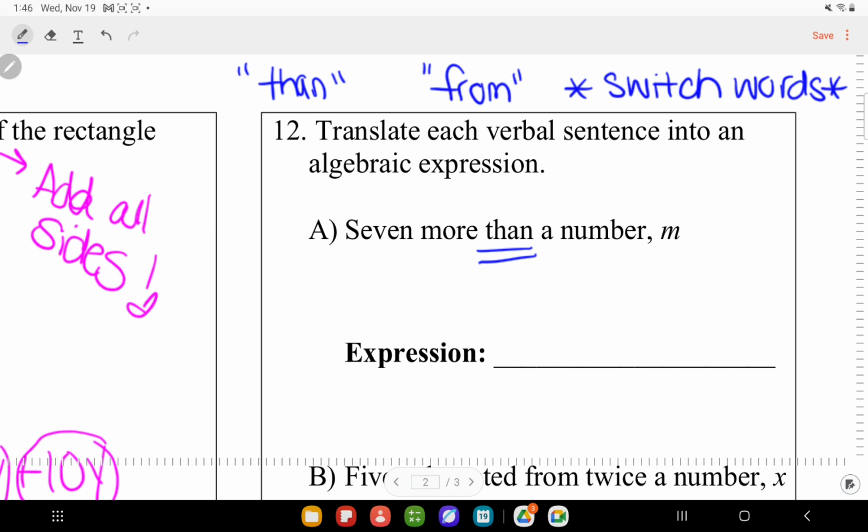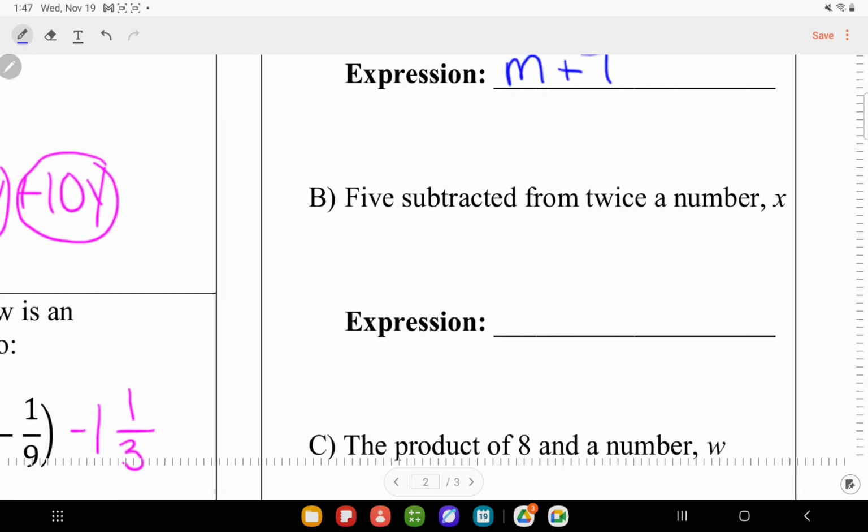The vocab for all of these and any type of question that we could be asking you for translating is on page 1 of this packet. So if you need a little refresher tonight, maybe pop your eyes there this evening. So 7 more than, 7 is just a number. More than we know means addition, but because of that than, it also means to switch the order. And a number m, so they're nice enough to give us the letter, so we do not need to write a let statement for this. They told us what to use, and we're going to switch the order, so instead of 7 plus m, we're putting m plus 7.